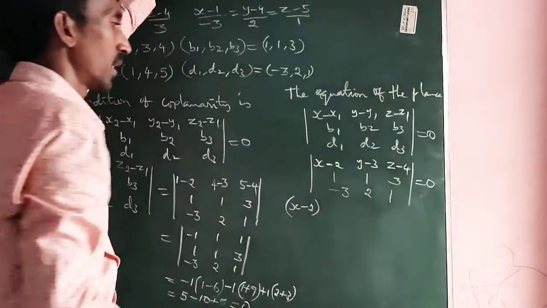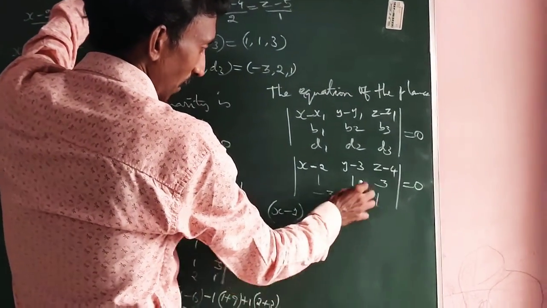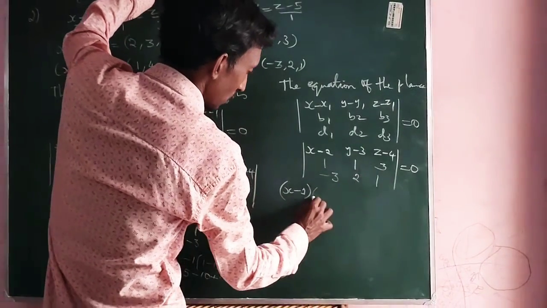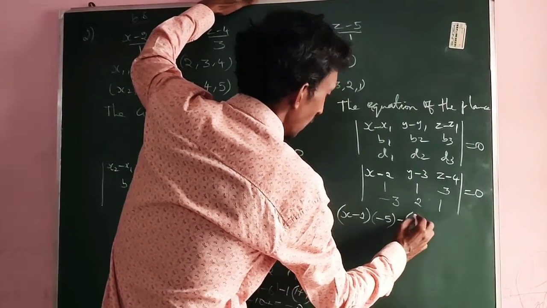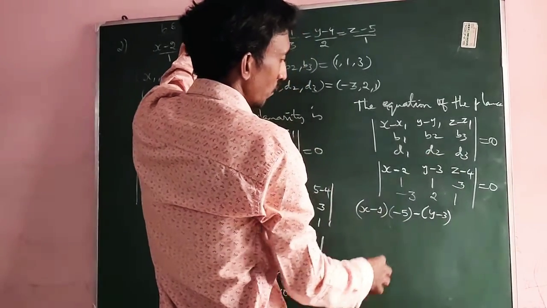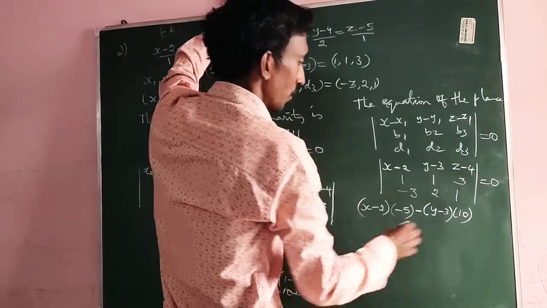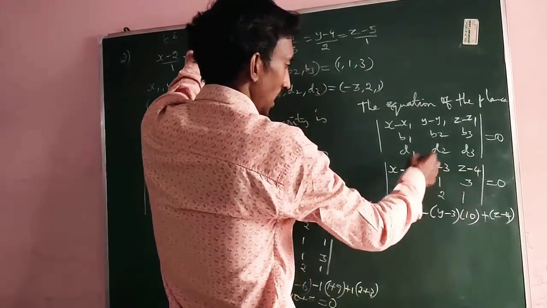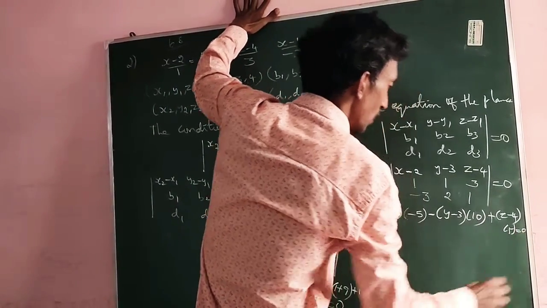x minus 2 into, delete that row and column. I am writing directly 1 minus 6. So we are getting minus 5 into y minus 3 into, delete that row and column, 1 plus 9, so 10 I am writing, plus z minus 4 into, delete that row and column, 2 plus 3, 5, which is equal to 0.